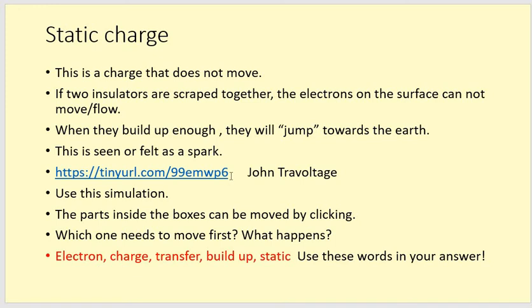Now here there is a link, which again I'm going to post onto Teams and onto Go for Schools, and it's called John Travoltage at the top of the page when you click on it. It's a simulation. There's two parts that you can be moved by clicking and moving your mouse. One of them needs to be moved first. What happens when you do it? Now I want you to investigate this. I want you to find out what happens.